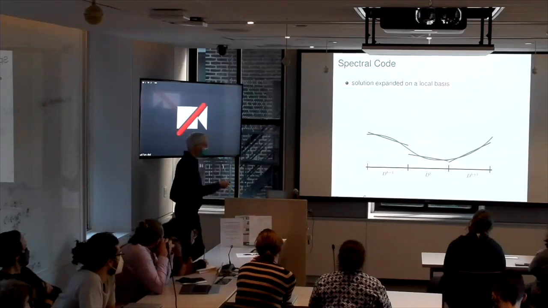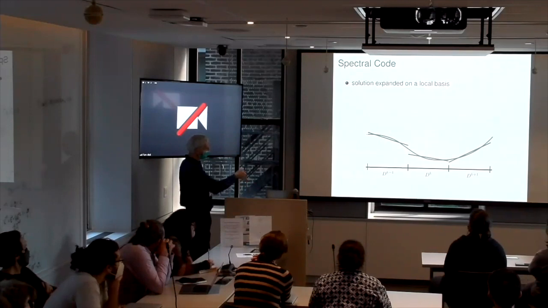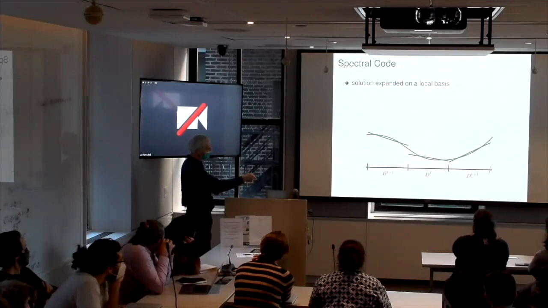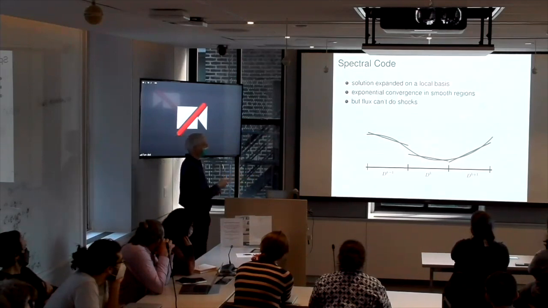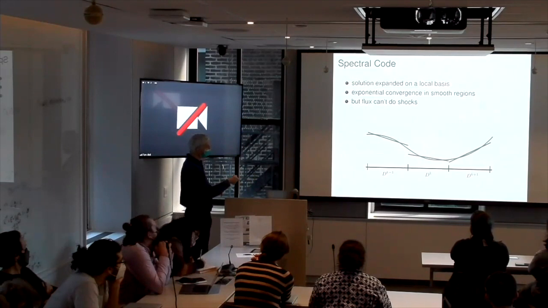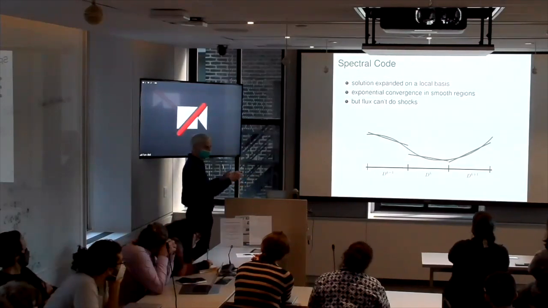So here's the solution, the same green, but now approximated by a straight line with an offset, to make a good approximation. This will give you exponential convergence in smooth regions as you increase the order of this polynomial. But the flux here can't do shocks. You get Gibbs phenomenon.